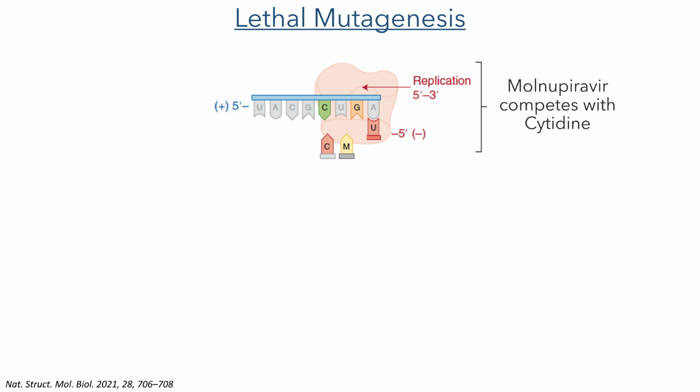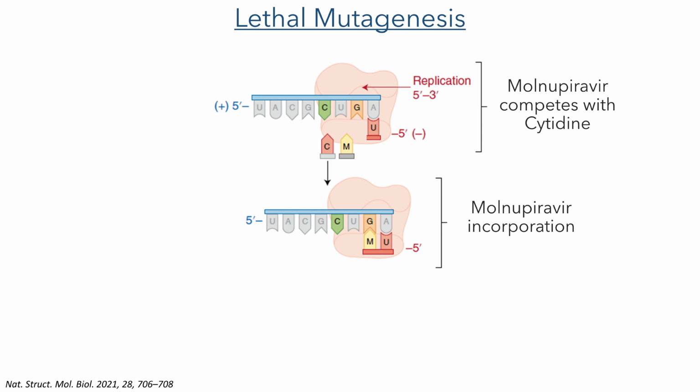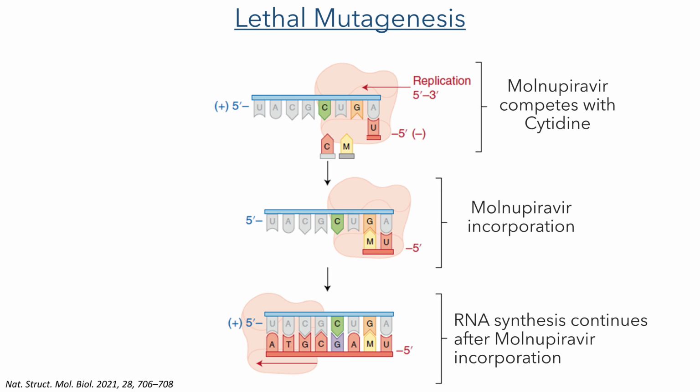In this example, we can see a growing RNA strand with a guanosine in the templating strand, which would typically be paired with the cytidine. As molnupiravir can mimic the structure of cytidine, there is competition between these nucleobases, and it is possible for molnupiravir to be incorporated into the growing strand in place of cytidine. As this does not terminate the chain, the RNA synthesis continues as normal, except now it has molnupiravir instead of cytidine incorporated into its structure.